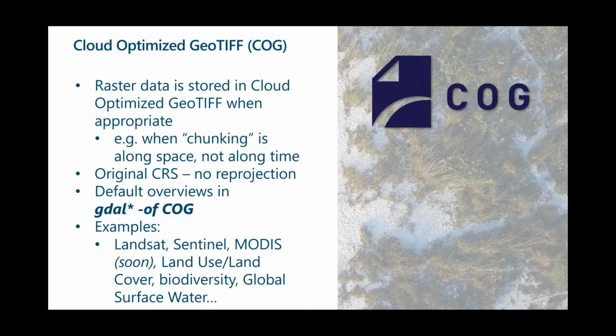We keep things in the original CRS, no reprojection as part of preprocessing. We rely on dynamic reprojection to do that. We just use the default overviews in GDAL, like gdal_translate with output format COG, so that's usually a pretty good default to use, and there are a ton of examples of data sets that use COG.